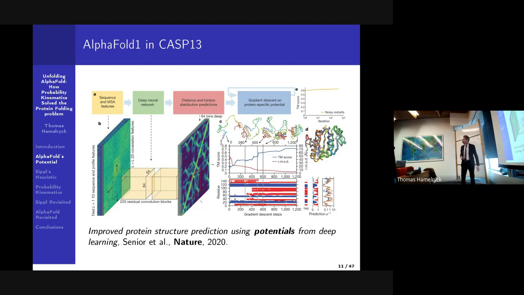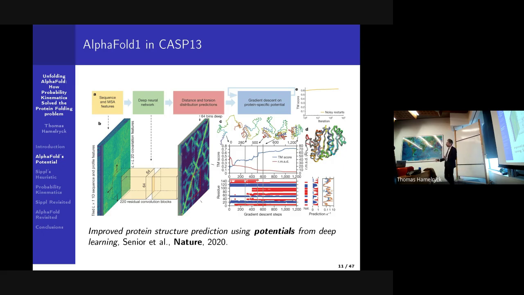So this is AlphaFold 1. We're in CASP 13. AlphaFold 1 and AlphaFold 2 are very different beasts. They're built on different principles, although they both attempt to predict which amino acids are close together in space. They share that. This is a picture from the AlphaFold 1 publication that appeared in Nature in 2020, called Improved Protein Structure Prediction Using Potentials from Deep Learning.